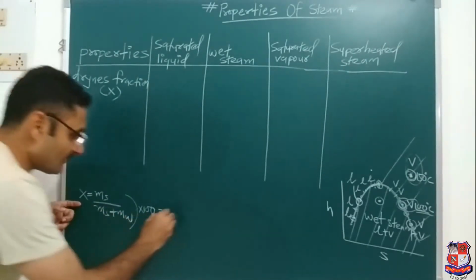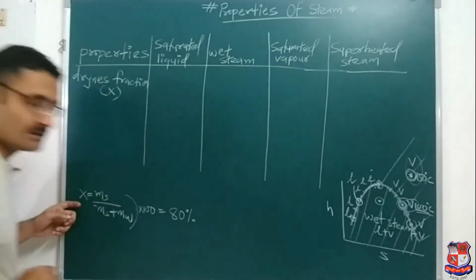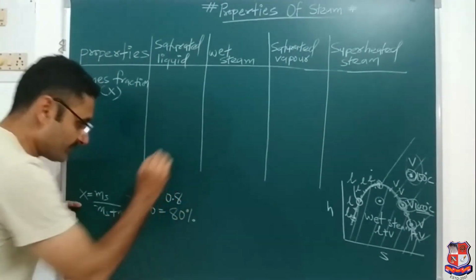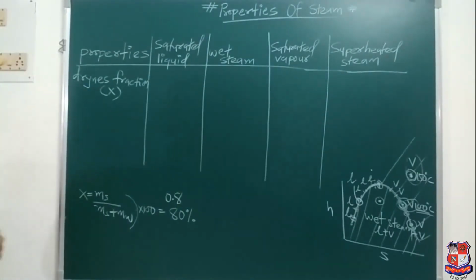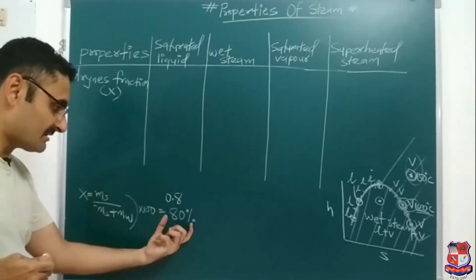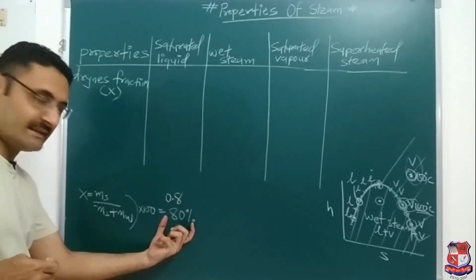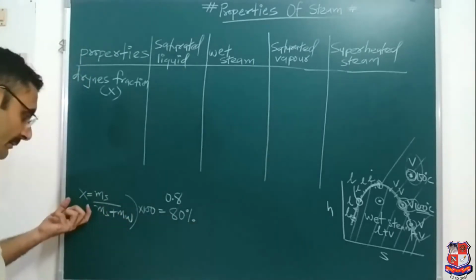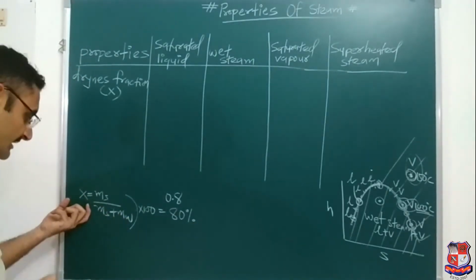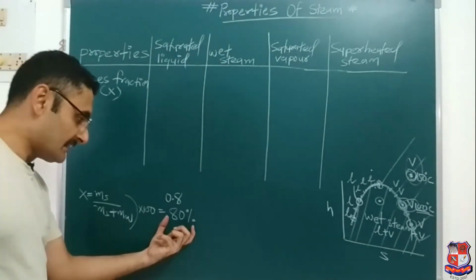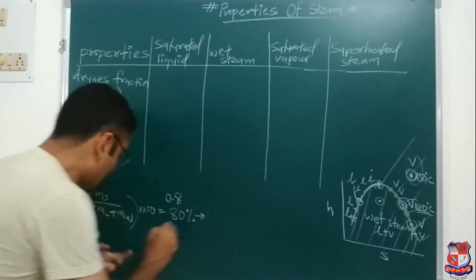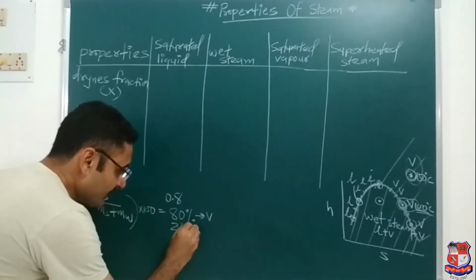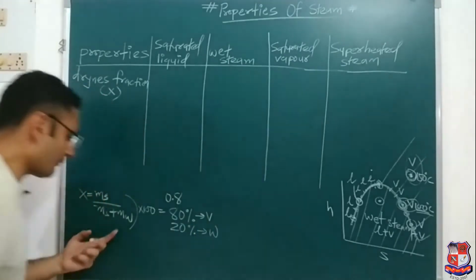Supposing the dryness fraction of the steam is 80%. If you do not multiply by 100, the answer will be 0.8. So suppose the dryness fraction is 80% or 0.8, and we will discuss with 80%. What does it indicate? In a given steam, 80% of vapor particles are present, and the remaining 20% are liquid or water particles.